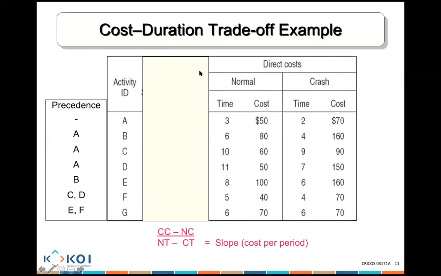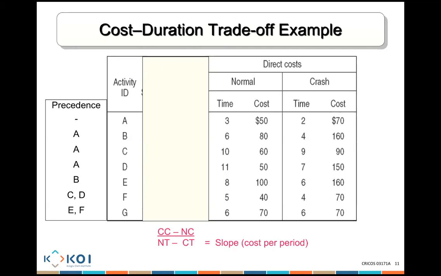So guys, there's activity IDs and there's a precedence. And you know from these two items here that you can draw a network diagram. You know that from before. We're focusing on this part here. This is new. This is what I'm teaching you today.